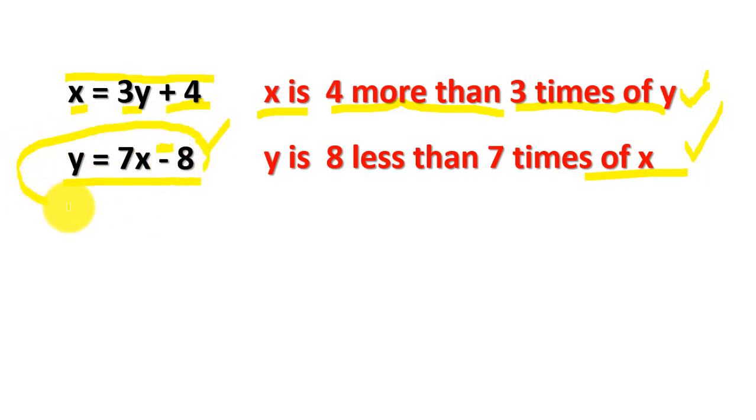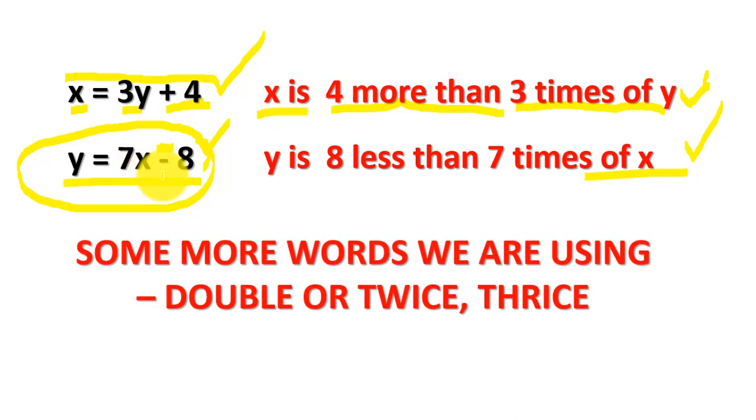Here in this case minus, and here we taken plus. More than and less than. In both cases multiplication we used that times of, 3 times of, 7 times of. Some more words are also there. We are using double or twice, thrice. Double in the sense 2 times. Twice also same 2 times. Thrice in the sense 3 times. These are the regular words we are using while we are doing the problems.